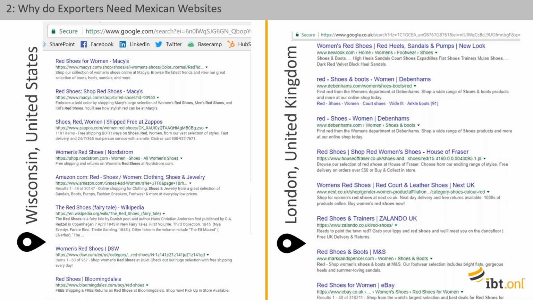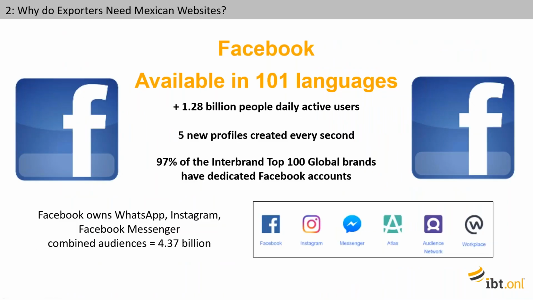And that is because Google is localized. Google said, Samantha, you're in Wisconsin. Susanna, you're in London. You have different priorities, different requirements. And what about social media? Well, guess what? Social media is the same.